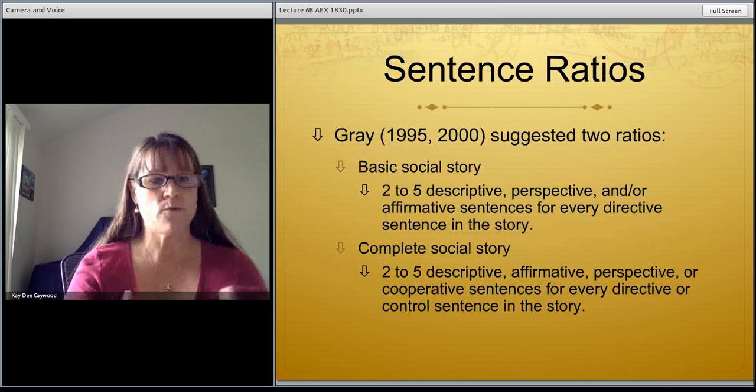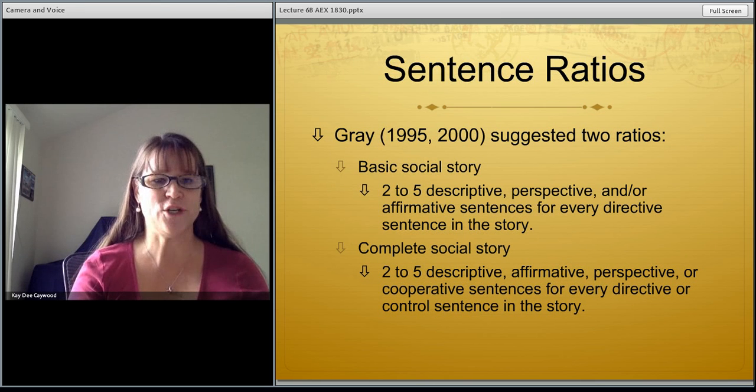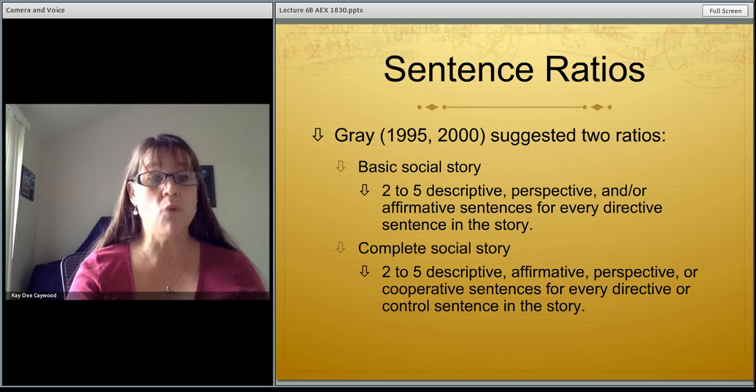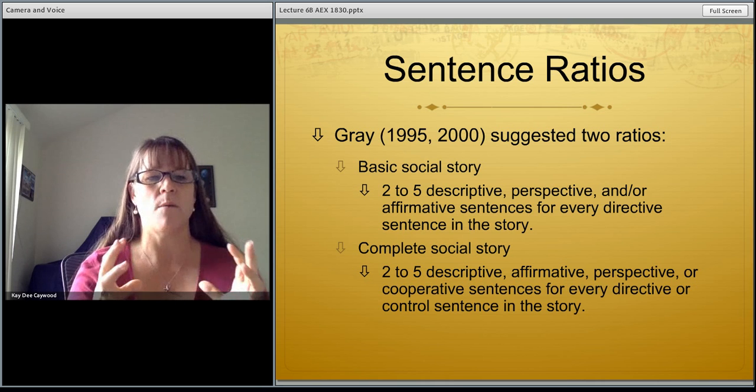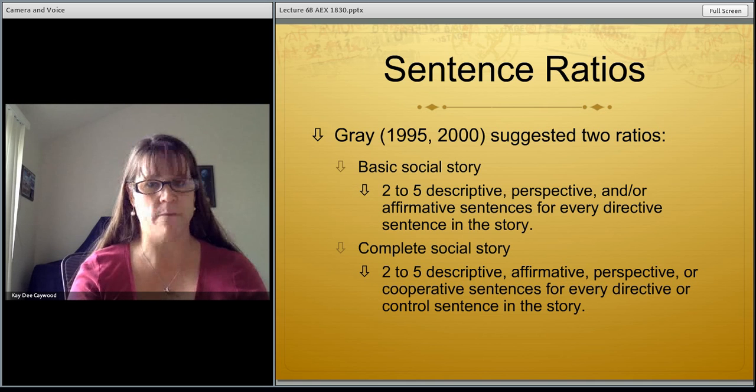Now, when you're writing a social story, there are actual ratios that you want to follow in terms of how the sentences are laid out. So for a basic social story, you're using 2 to 5 descriptive, perspective, or affirmative sentences for every directive sentence in the story. You want to err on the side of more description and less direction. So make sure you're providing a lot of description about what it is that you're giving a direction about.